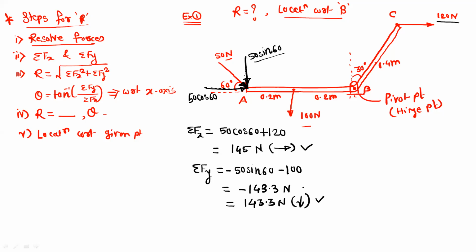We need to use this direction when we locate the resultant. For the location, we first find out the quadrant, and then we find the angle. So can you tell me the quadrant of the resultant from summation Fx and summation Fy? Yes, you can give your answer in the chat box. What is the quadrant of the resultant?